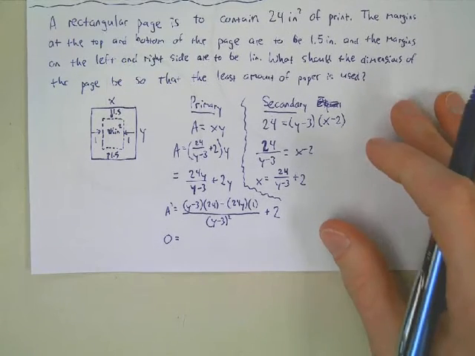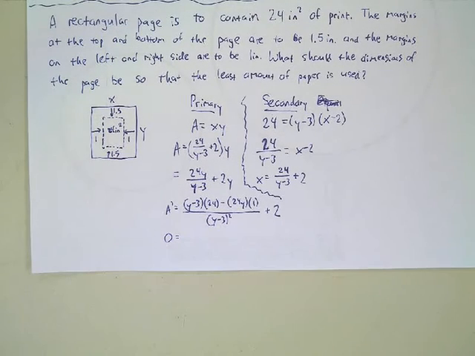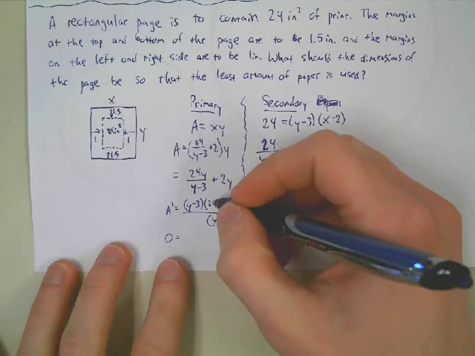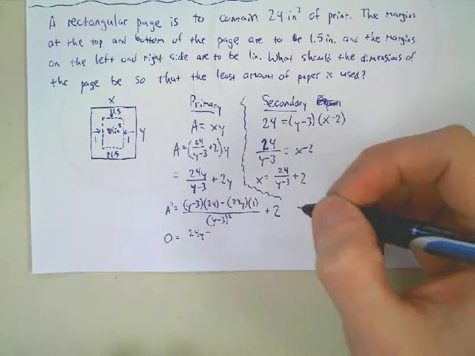Anyway. So now I have to solve this thing. We're going to set it equal to 0. I'm going to try and simplify the sum here too. So let's see here. I get 24y. 24 times 3 is 72. And then minus 24y.